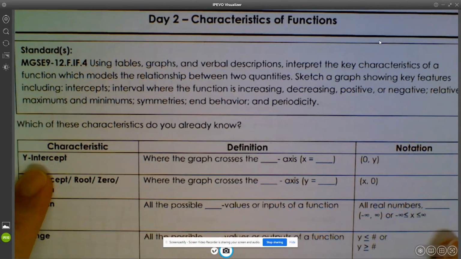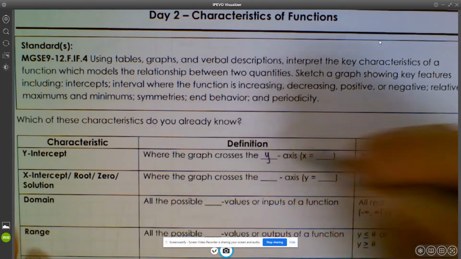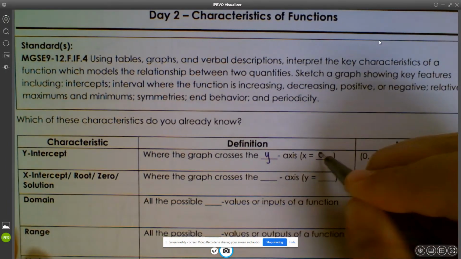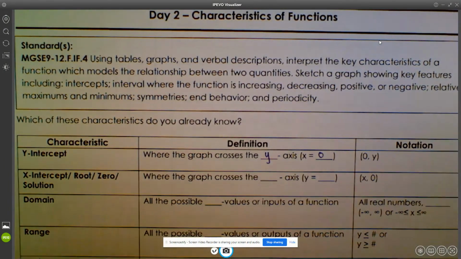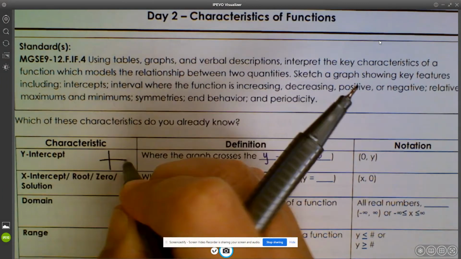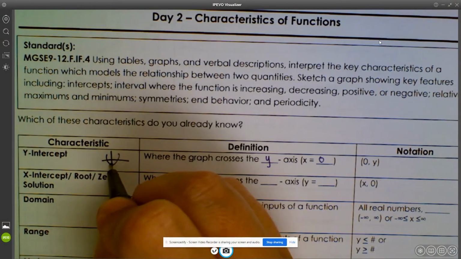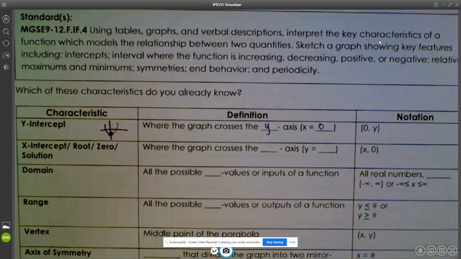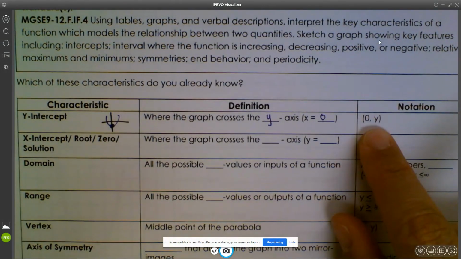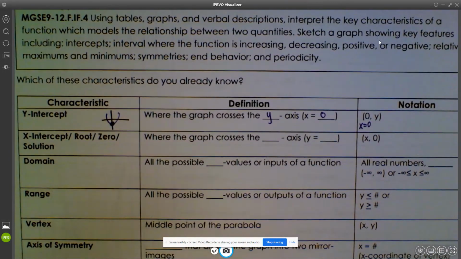Let's start here at the y-intercept. The y-intercept is where the graph crosses the y-axis. That is where x equals 0. If you think about it for a second, what we have is our graph here, and it's this piece, right? That's where we touch the y-axis. Sometimes they'll want it as an ordered pair, so it's always (0, y). But again, notice here, x equals 0.